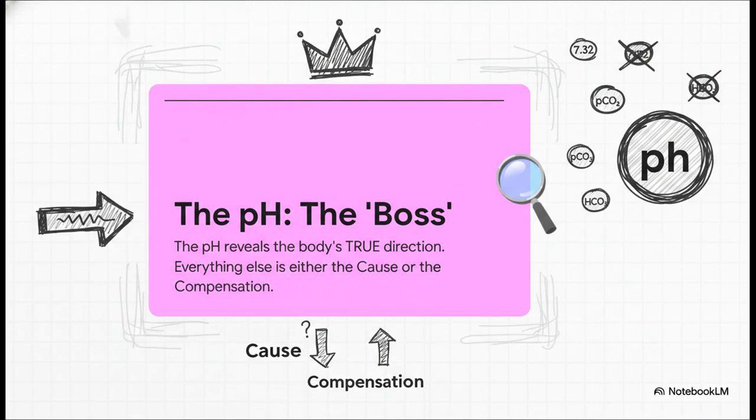Okay, now let's take a deep dive. Sarah, we hammered on pH first. I call it the boss of interpretation. In a complex gas strip, why is looking at the pH the absolute non-negotiable first step? Well, because it's the final verdict, isn't it? You could have the CO2 going one way and the bicarb going another. They could both be trying to fix things. But the pH tells you the net result. It tells you what the body's true direction is, whether the primary underlying problem is an acidosis or an alkalosis.